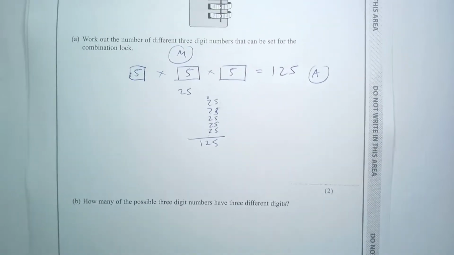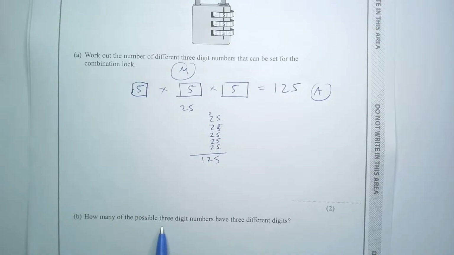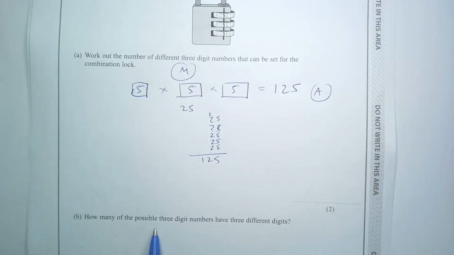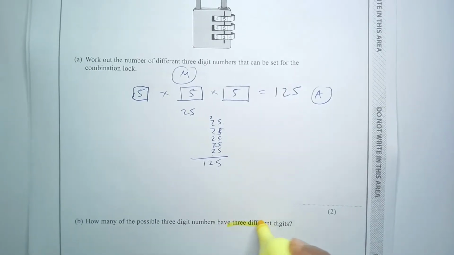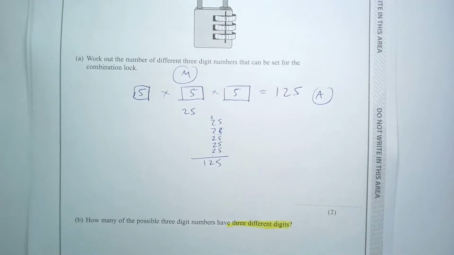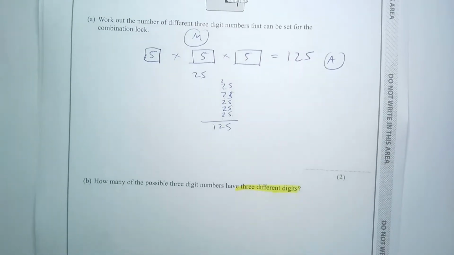Now part B, it says, how many of the possible 3-digit numbers have 3 different digits? So the key to this is having 3 different digits. Okay, so we have a first number.